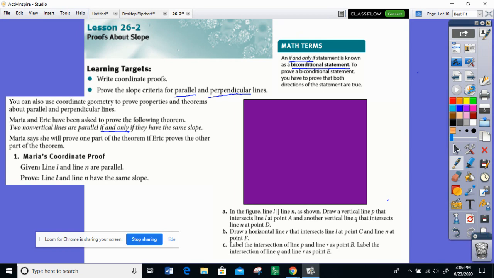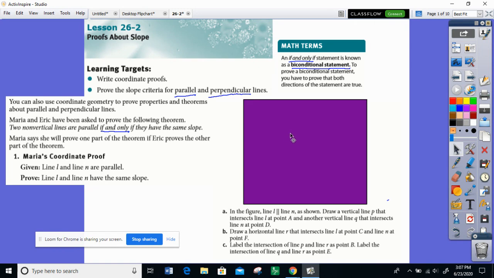If two non-vertical lines are parallel, then they have the same slope. That's going to be Maria's job to prove that direction of the biconditional statement. Then later on, Eric is going to prove the converse of that statement: if two lines have the same slope, then they are parallel. So let's look at Maria's job in this proof.